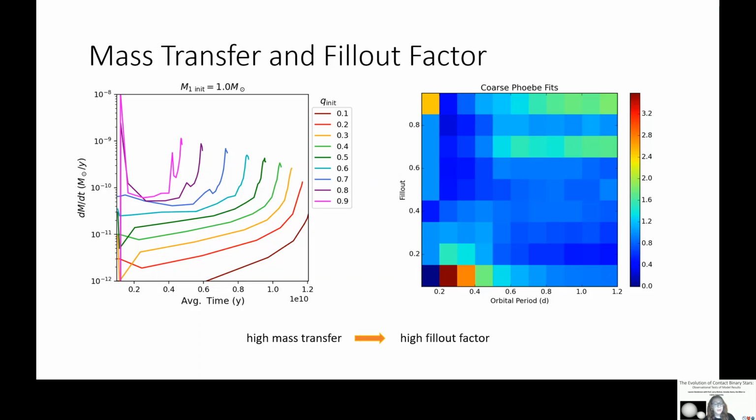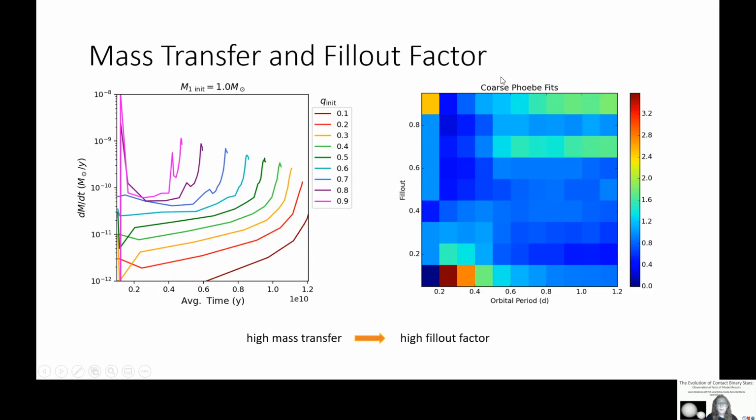and fillout factor, which is how deeply in contact the two stars are. Fillout factor ranges from 0 to 1, with 1 being the most in contact they can be before beginning to leak mass through a Lagrange point. The plot on the left is of m-dot versus age. The plot on the right is from our OGLE analysis from last summer and shows fillout factor versus orbital period.